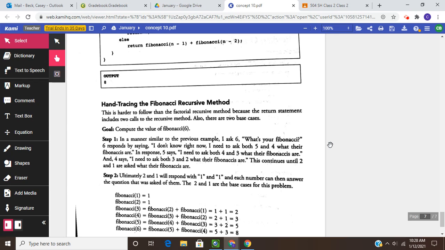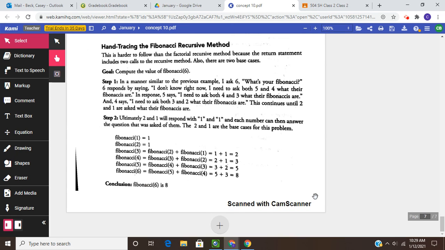In response, 5 says, I need to ask both 4 and 3 what their Fibonaccis are. And 4 says, well, I need to ask 3 and 2 their Fibonaccis. This continues until 2 and 1 are asked what their Fibonaccis are. Ultimately, 2 and 1 will respond with 1 and 1, and each of those numbers can then answer the question that was asked of them. The 2 and the 1 are the base cases for the problem. So if you see, 1 and 2 are equal to 1, so for Fibonacci 2 and Fibonacci 1, we fill in 1 and 1.